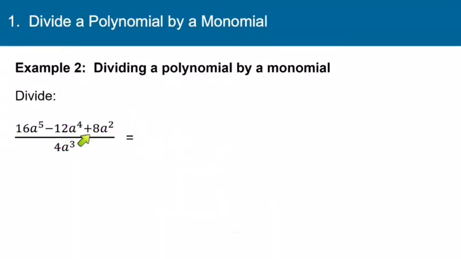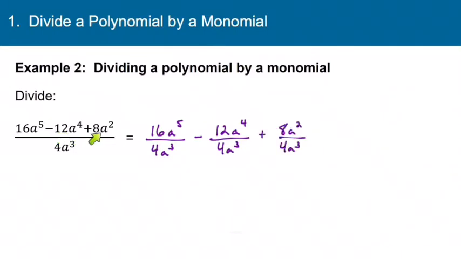Here's example 2, and this one is already written in division form. So we have 16a to the fifth minus 12a to the fourth plus 8a squared, all over 4a to the third. And all we have to do is separate this into separate terms. So we'll have 16a to the fifth over 4a to the third, minus 12a to the fourth over 4a to the third, plus 8a squared over 4a to the third. And now let's reduce each term.